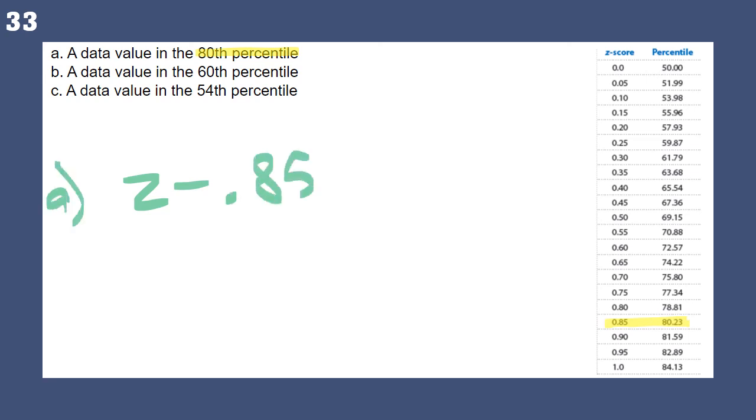Our next one says find a data value in the 60th percentile. So we look for the 60th percentile, and that is right about here, pretty close. So for B, we're going to say a z of 0.25.